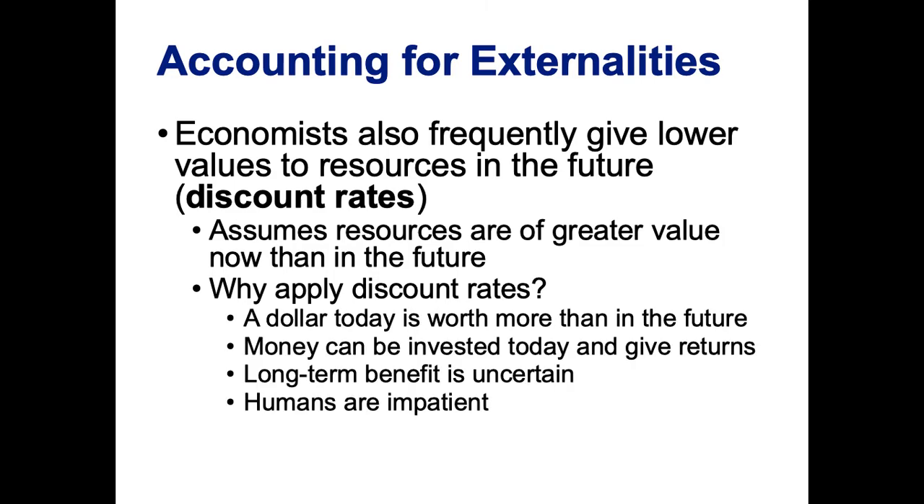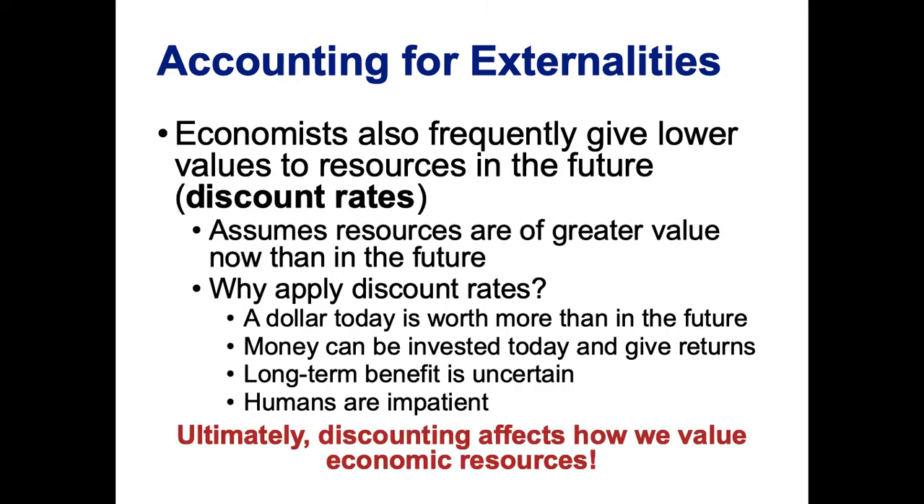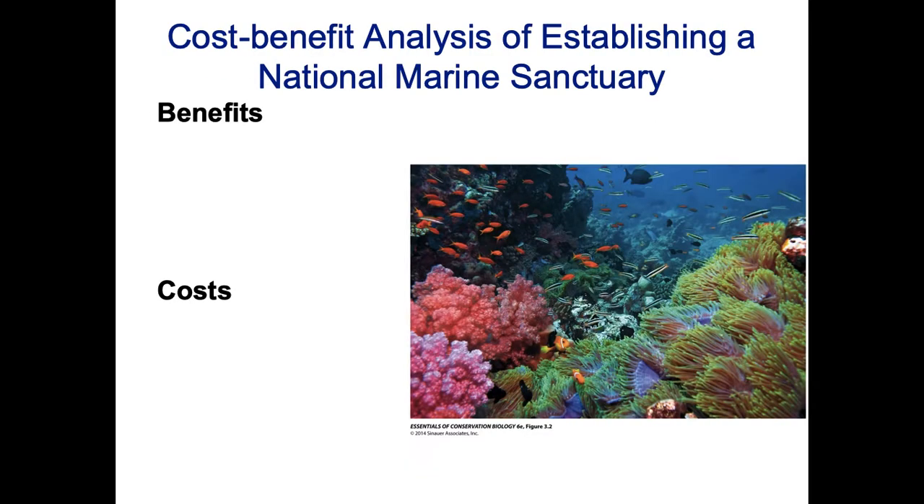So why do this? I just gave you a couple of reasons. Another reason is inflation. So a dollar today is often worth more than a dollar in the future because of inflation. I talked about investment. Long-term benefits can also be uncertain. So we can estimate how much a resource will be worth in the future, but we don't really know. So a lot of economists think it's safer to discount, since we have uncertainty about the future, but we know what the price is now. But ultimately, this discounting affects how we value economic resources.